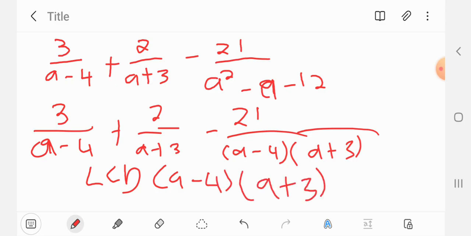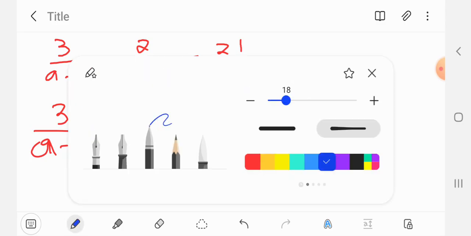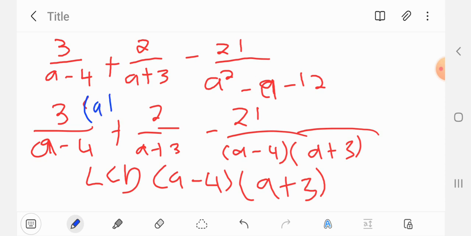Okay, so we need to add on to 3 over a minus 4. We need to add a plus 3 because it's not there. So we multiply by a plus 3, and then this one we multiply by a minus 4. But the 21 over a minus 4, a plus 3 already has the LCD that we need, so we don't need to change it. Whatever you do at the top, you do at the bottom. So we'll multiply by a plus 3, and this will multiply by a minus 4 because we don't have a minus 4 here. So that's how you will do it.